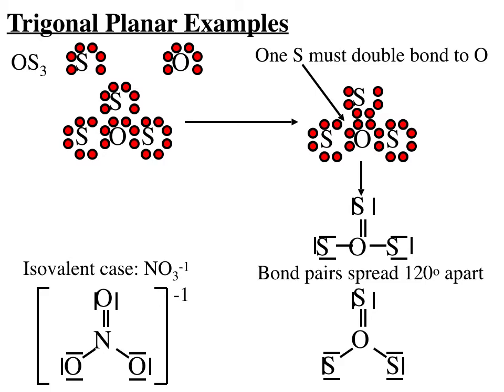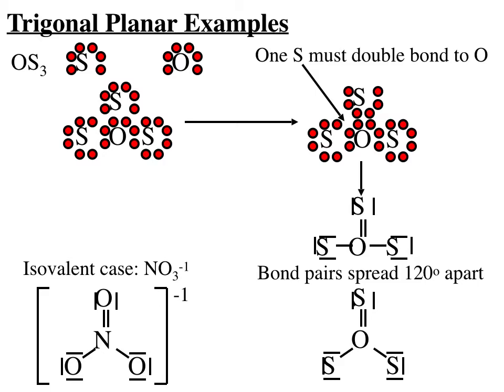Now on the bottom left, I show an isovalent case to OS3, and that is the nitrate anion. So the polyatomic anion nitrate, of course, gains an electron from some external source, maybe a lithium, maybe calcium, maybe copper, who knows what. But to build the polyatomic anion, you must throw in an extra electron.